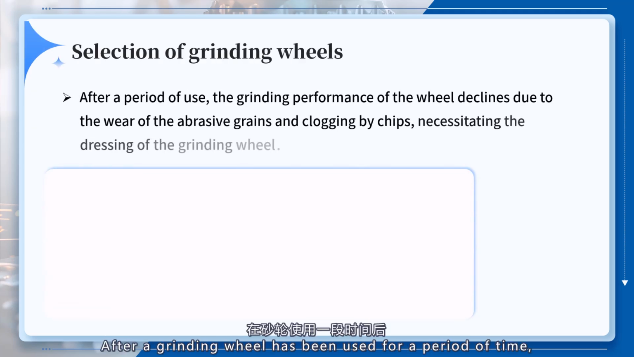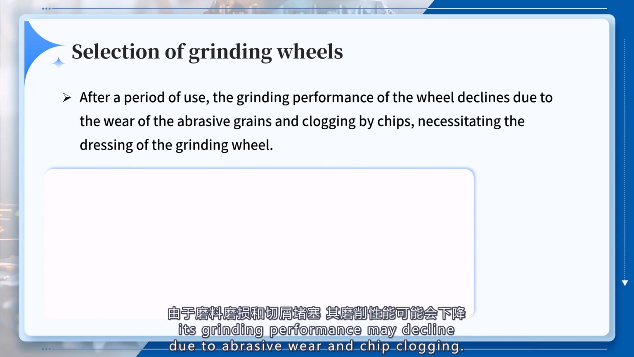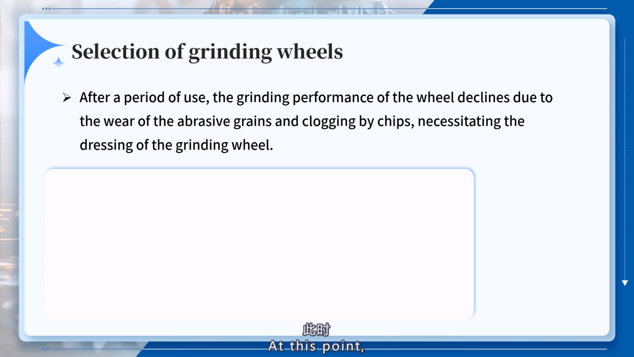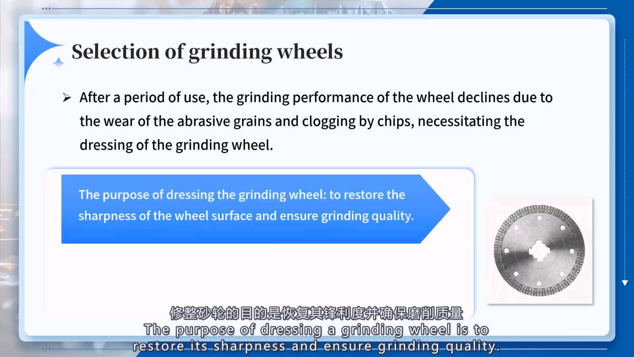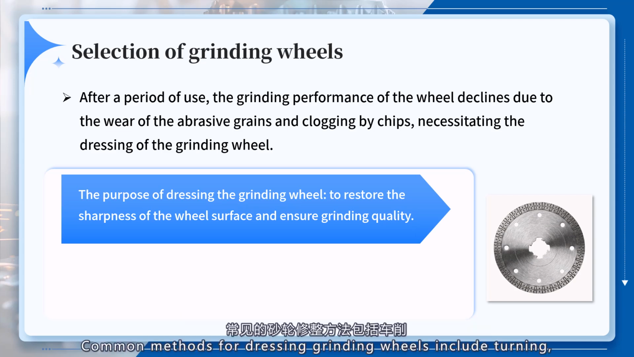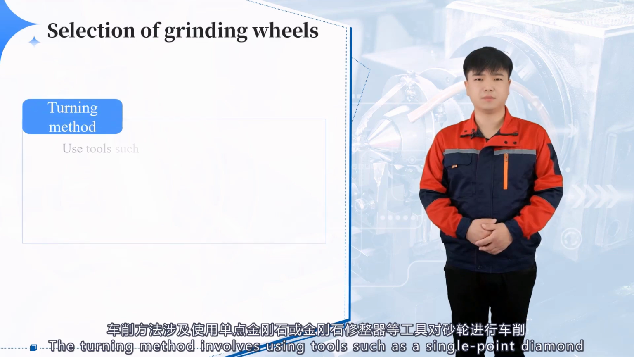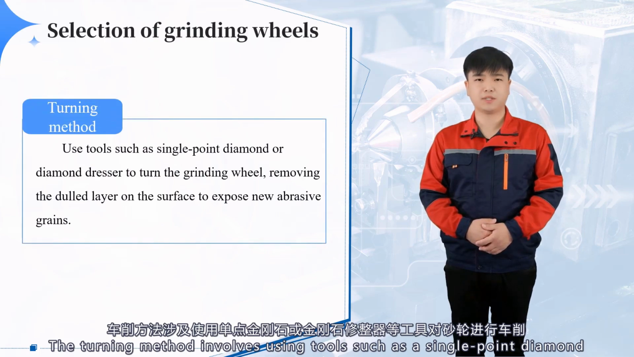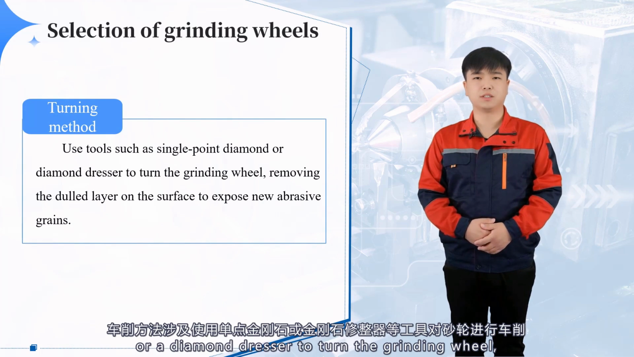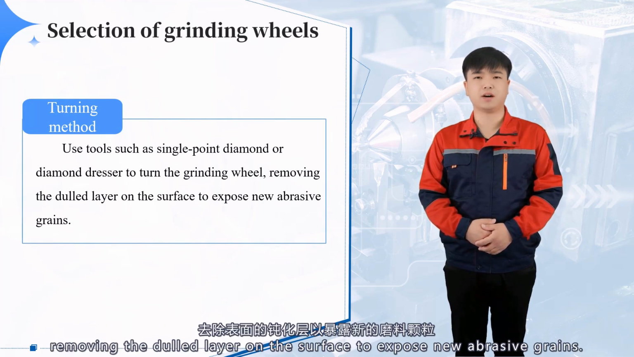After a grinding wheel has been used for a period of time, its grinding performance may decline due to abrasive wear and chip clogging. At this point, the grinding wheel needs to be dressed. The purpose of dressing a grinding wheel is to restore its sharpness and ensure grinding quality. Common methods for dressing grinding wheels include turning, grinding, and rolling. The turning method involves using tools such as a single-point diamond or diamond dresser to turn the grinding wheel, removing the dulled layer on the surface to expose new abrasive grains.